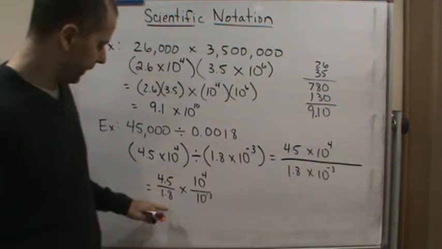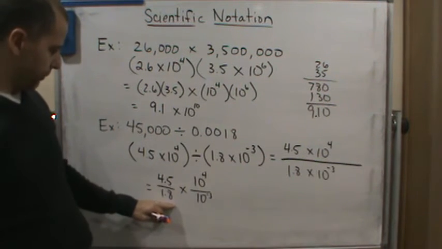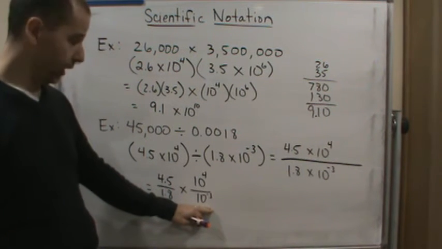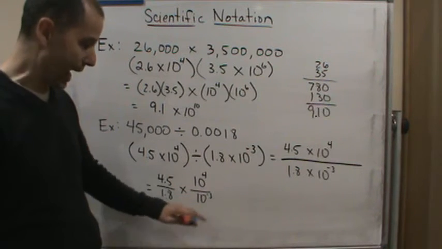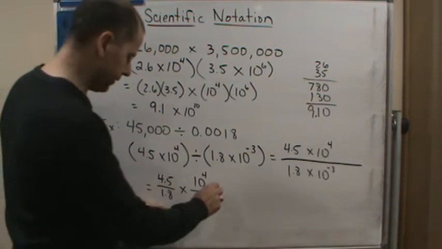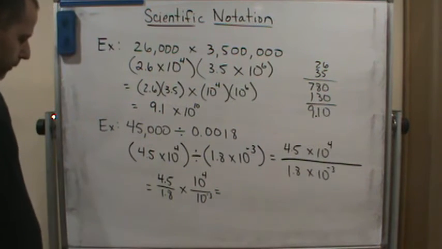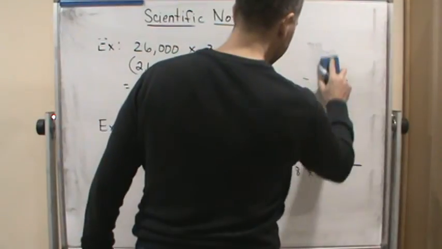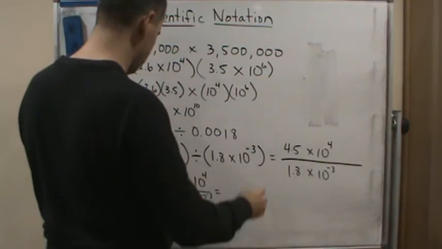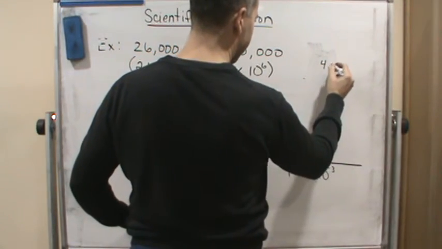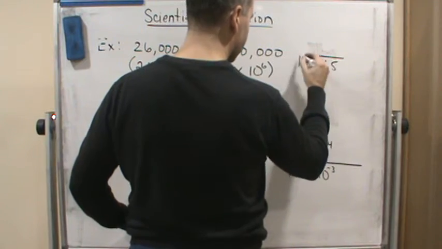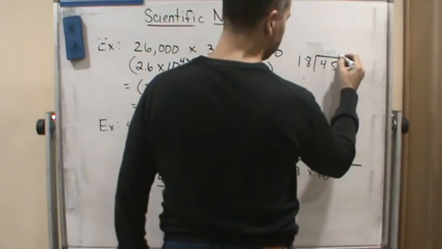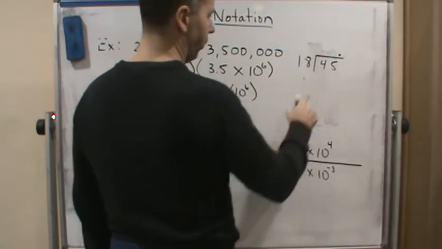Well, now look, I can divide these two separately. I can divide these two numbers, and then I can use the rule of exponents here because I've got the same base and I can just subtract exponents. So what happens? Well, 4.5 divided by 1.8. You could use your calculator, but I'm going to do it longhand. So that would be the same as 45 divided by 18. I just moved the decimal point over.